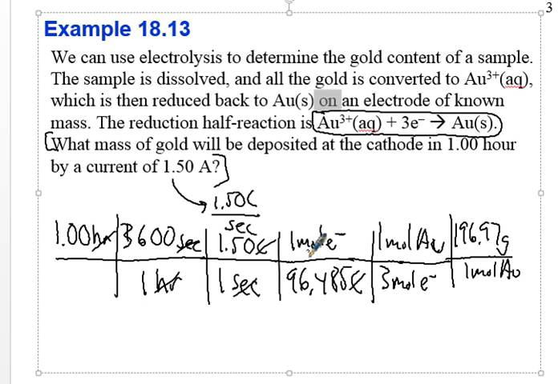So I have taken time and converted it to grams of gold using dimensional analysis. If I do the calculation, I end up with 3.67 grams of gold. That's how many grams of gold would be deposited in 1 hour from my solution if I have a current of 1.5 amps.